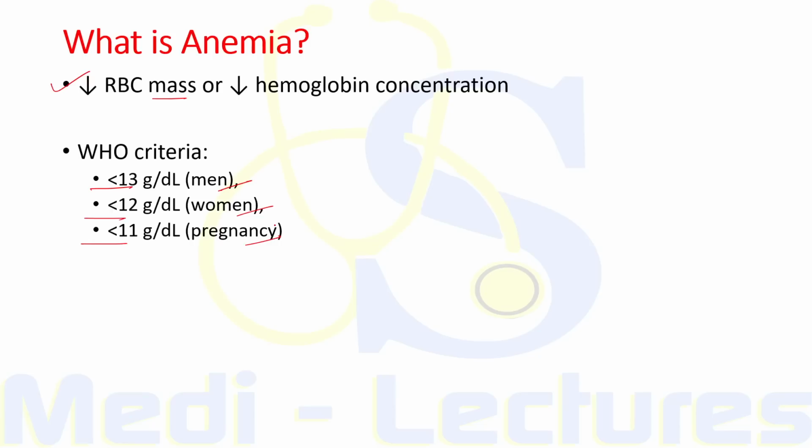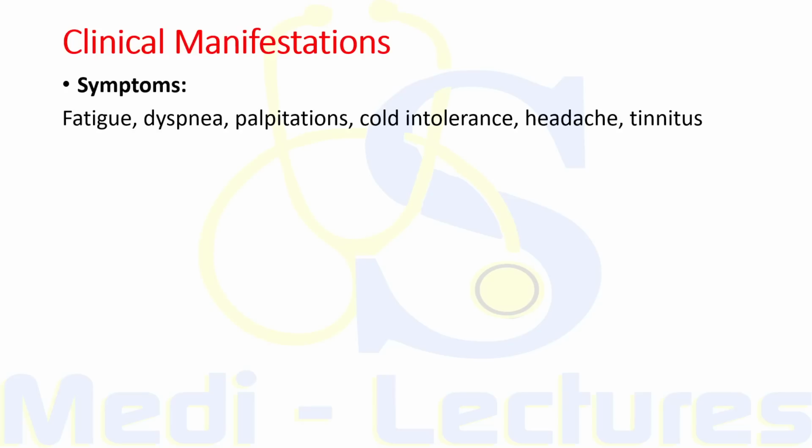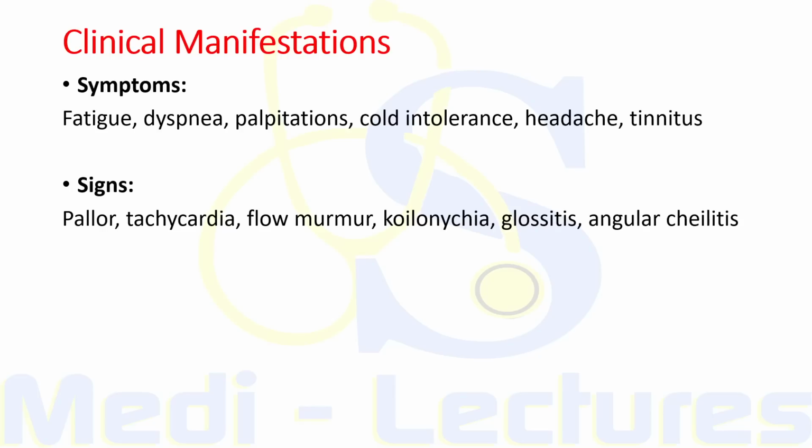Before going to the approach, let's discuss how the patient will present to you. So symptoms of anemia include fatigue, dyspnea, palpitations, cold intolerance, headache, tinnitus, etc. When we consider the signs, these include pallor, which is usually seen in bulbar conjunctiva, also can be seen in tongue. There will be tachycardia, flow murmur can be heard. Koilonychia is specific for iron deficiency. Then glossitis, angular cheilitis can also be seen.